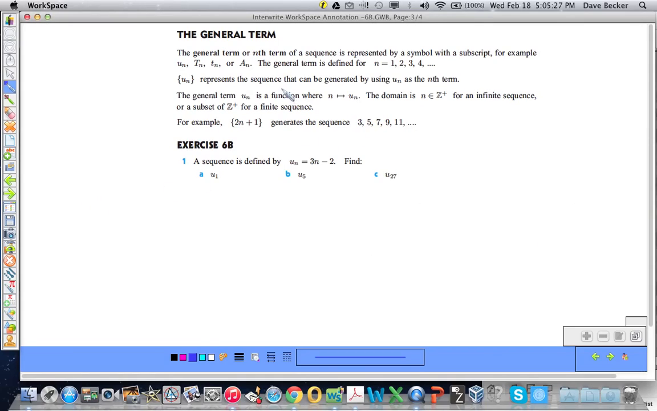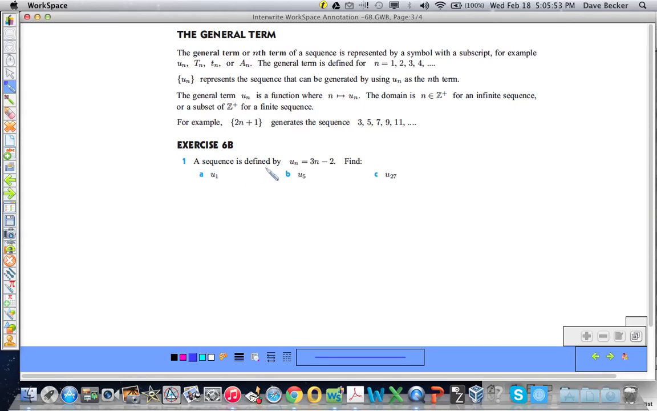So the general term, we're always going to use U sub n. You might see some exercises that say T sub n, capital T, lower t, A sub n. There's really an infinite number of possibilities. Okay, n is always going to be equal to positive integers, 1, 2, 3, and 4. Unless otherwise noted, you start at 1. Okay. All right, so let's do an example.